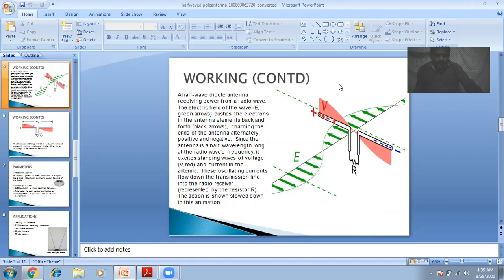That also will be coming in a derivation in the second unit. The radiation resistance of this half wave dipole antenna is 73 ohms. That is an important derivation that will be seen in the next unit, that is, the second unit.